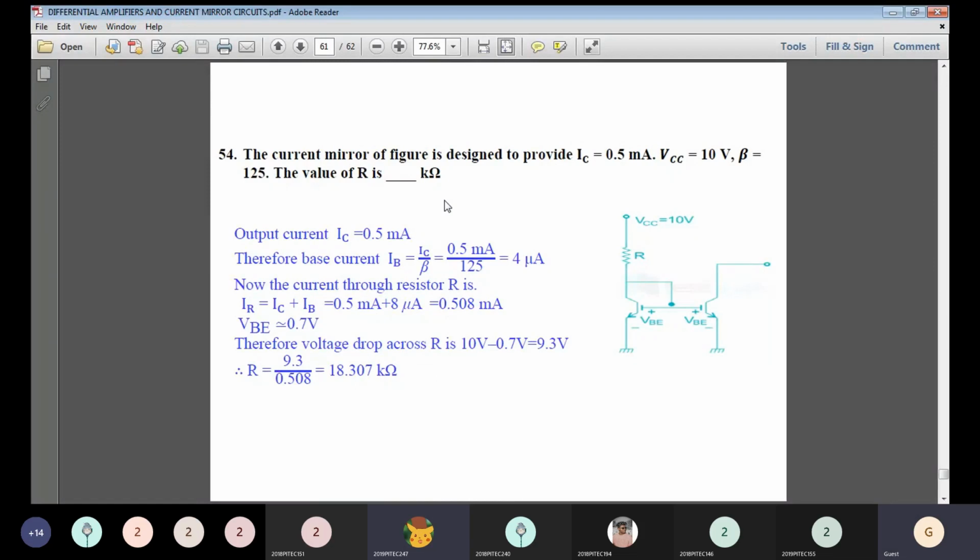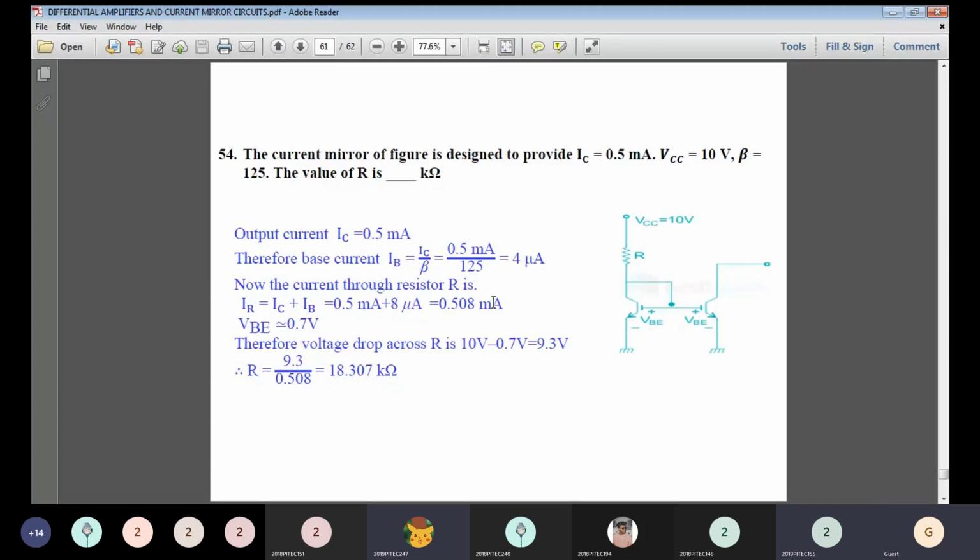So what is the output current here? It is IC. So what is the IB value? From this IC, we can easily identify it because we know the formula IB is equal to IC divided by beta. From this, we can say that the IB value is 4 microamps. Now the IR value is nothing but the addition of collector current and base current, so this is the value of 0.508 milliamps.